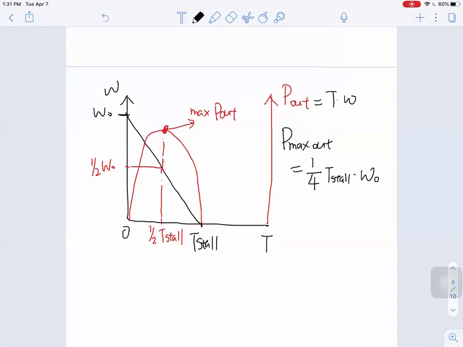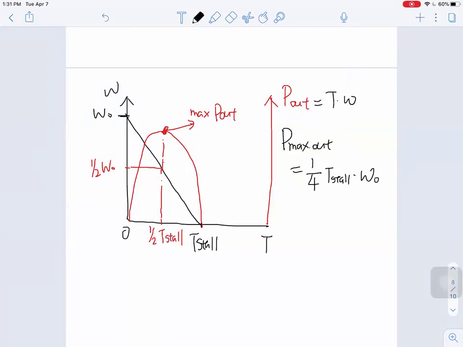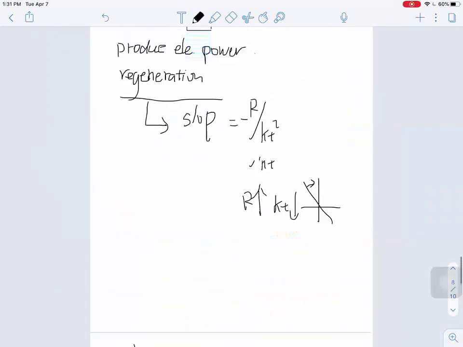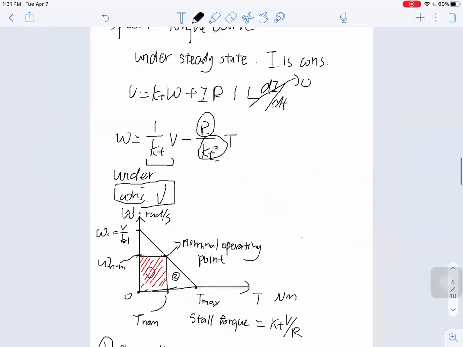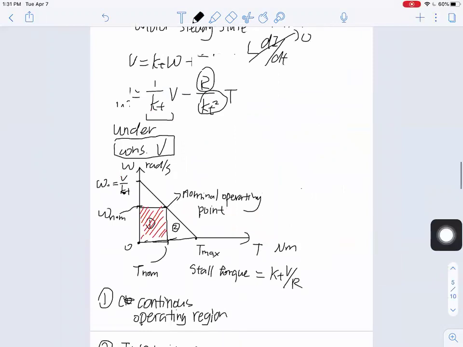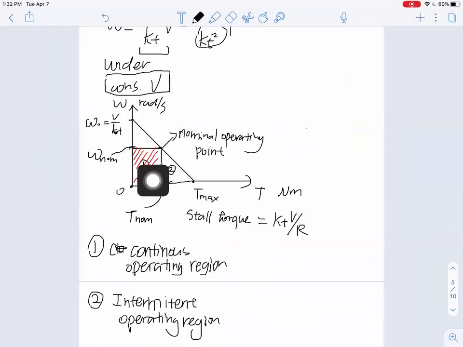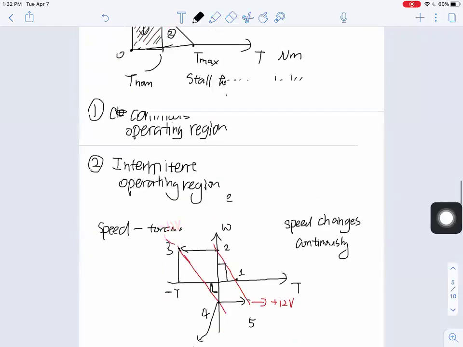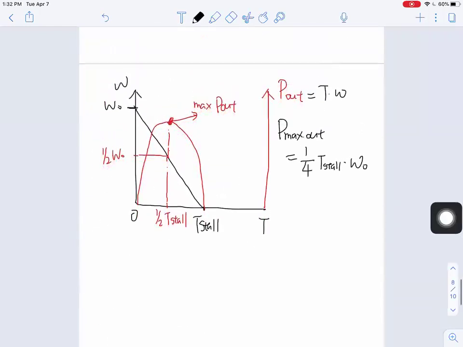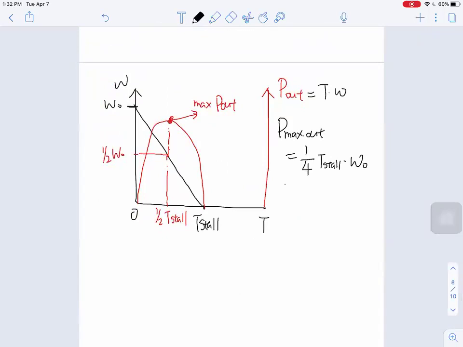And sometimes this maximum power output is not a region you can run the motor at continuously. If we go back to this plot, we mentioned there are 2 regions, and you're able to run your motor in region 1 continuously for a long time, but you're not allowed to run your motor in region 2 for a long time. So sometimes this maximum power output is in the intermittent region, so you cannot run that for a long time.